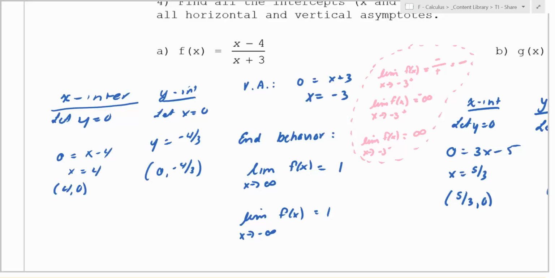The trickier one is what you asked about, which is horizontal asymptotes. You have to look at end behavior for horizontal asymptotes. What happens as x gets huge? What does this whole thing get infinitely close to?